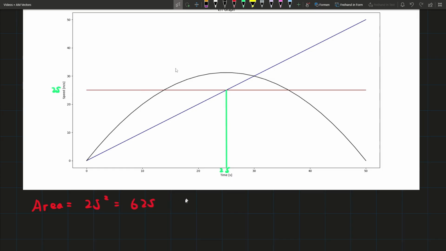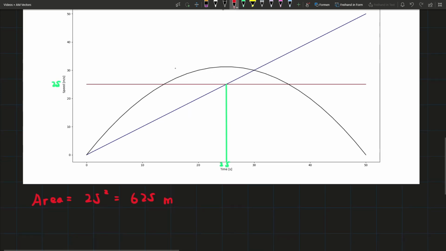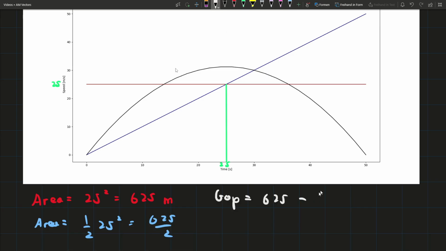which is equal to 625 meters. Okay, and now if we do that minus the blue area, the blue area equals, now it's a triangle with a height of 25 and a base of 25 too, so it's a half times 25 squared. Since it's a half times the base times the perpendicular height, and the base and the height are both 25. So that'll give you 625 over 2. That means the gap is the difference. So it's 625 minus 625 over 2, which is equal to 625 over 2 meters. So that's how we can find the gap.